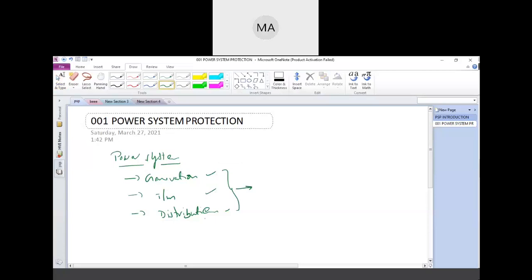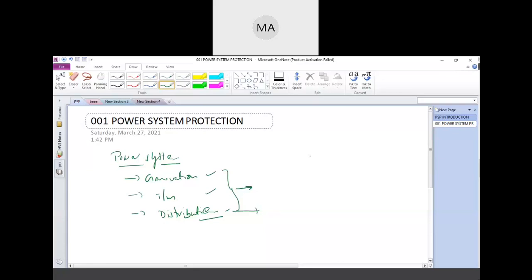In distribution, we have the substations. What equipment do we have in the substation, where do we place the substation, what are the types of substations, and what voltage levels do we have in the distribution system? Let me take the first one, generation.